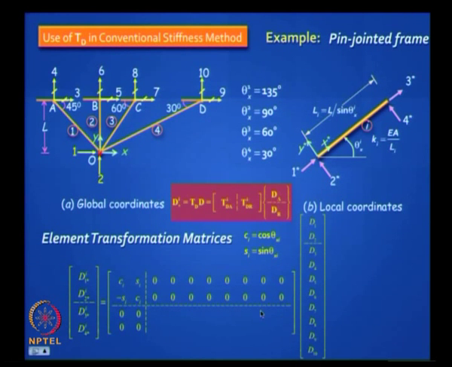Now how do most of the elements become 0? Let us prove it. Now how do I fill up these columns? If I want to fill up this column, what should I apply? D1 equal to 1 and everything else 0. If I want to fill up this, what should I do? D2 equal to 1, everything 0. If I want to fill up this, D3 equal to 1, everything else 0, right.